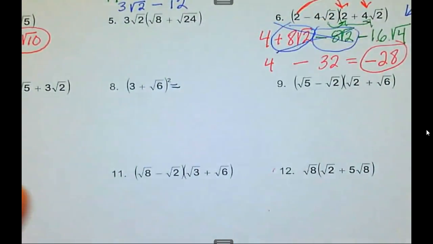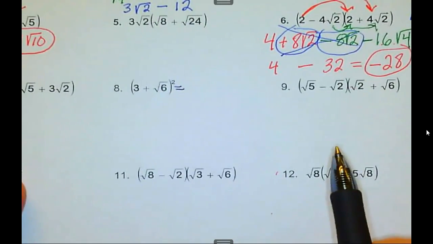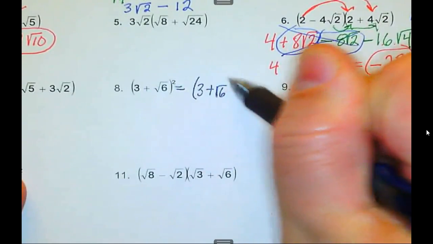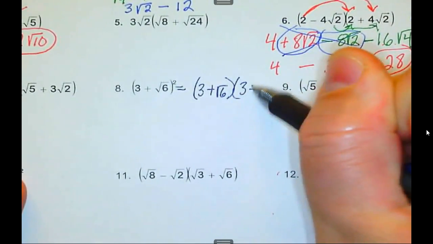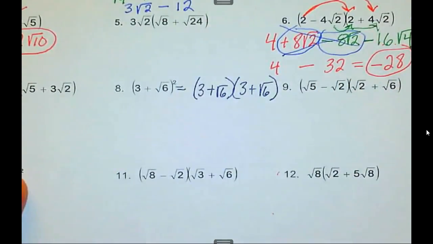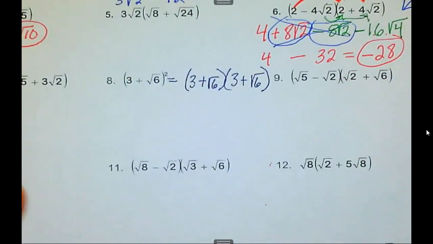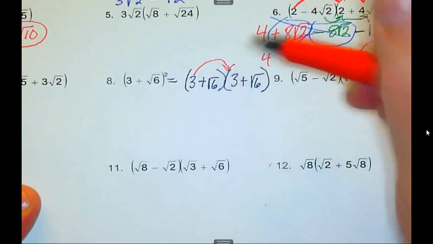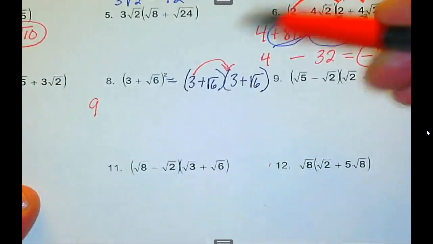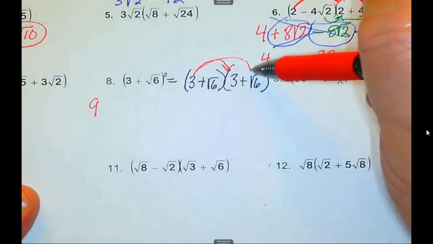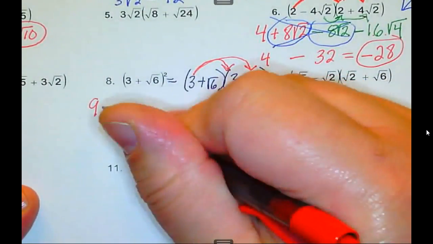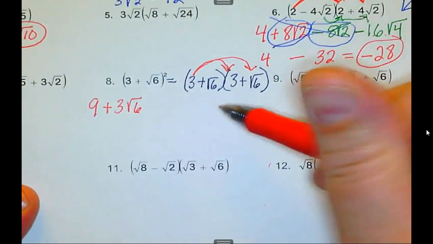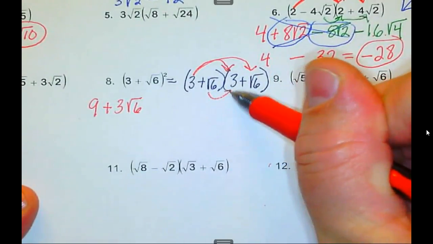Okay. 3 plus radical 6 squared means 3 plus radical 6 times 3 plus radical 6. Okay, let's distribute this out. 3 times 3. Good. 3 times radical 6. 3 radical 6. Good, Dewey. Radical 6 times 3.